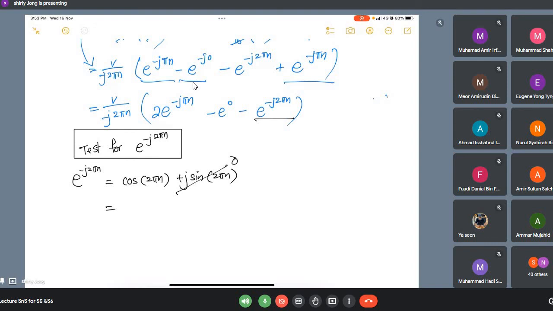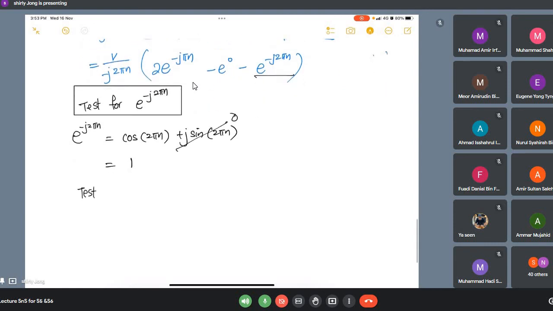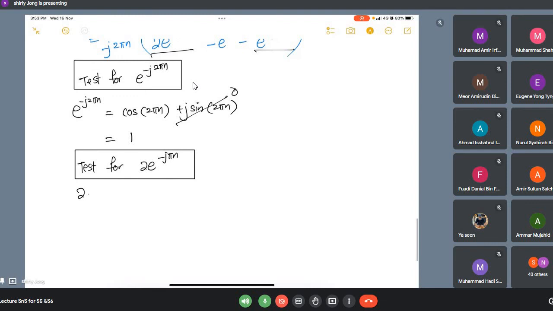But for the cos 2 pi n, when you substitute n as 1, this means cos 2 pi, cos 4 pi, cos 6 pi, all you will only get 1. So the value is 1 only for exponent minus j 2 pi n. Then you have to test for 2 exponent minus j pi n, which is this one. So 2 exponent minus j pi n is equivalent to 2 cos pi n plus 2j sine pi n.